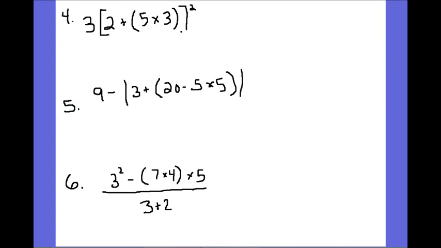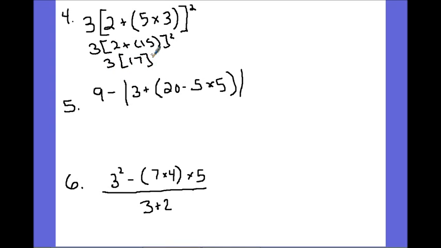Alright, let's go ahead and try some more. So again, go ahead and pause it and come on back when you're ready to check it. Alright, welcome back. Let's see how we did. So first thing you're going to do is your parentheses inside. Okay, finish off that bracket.